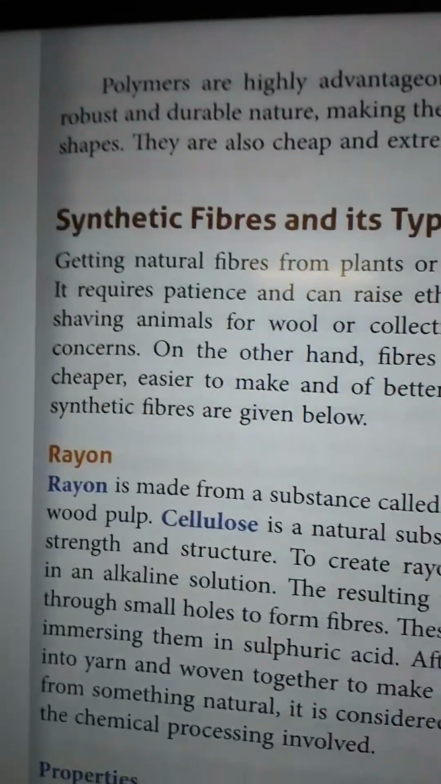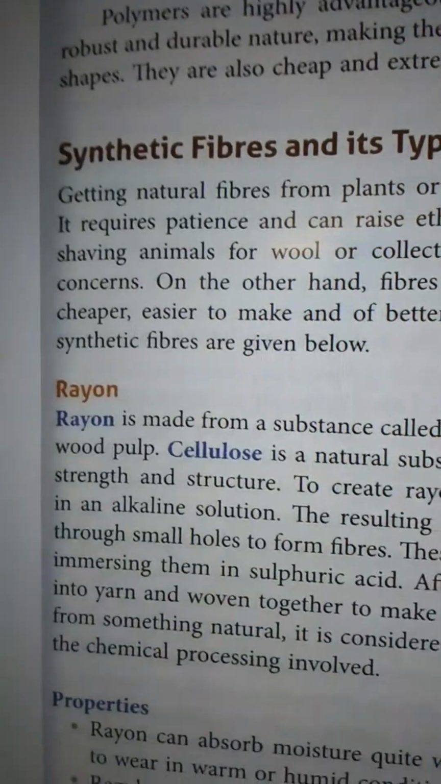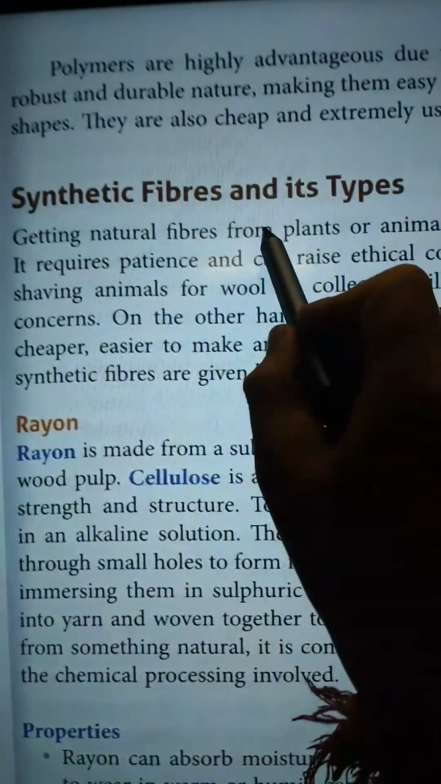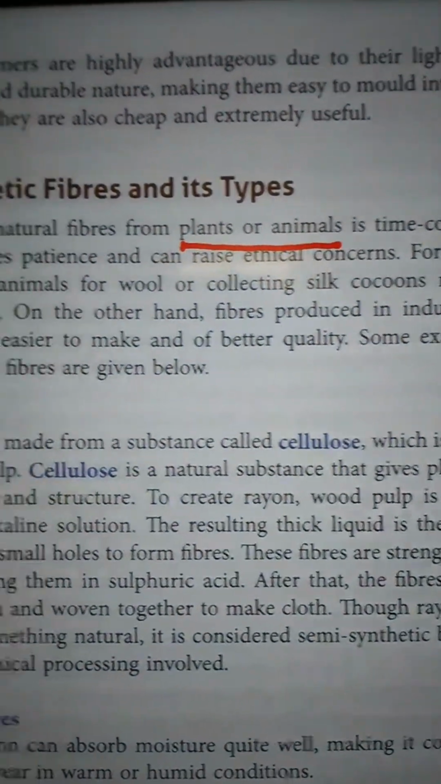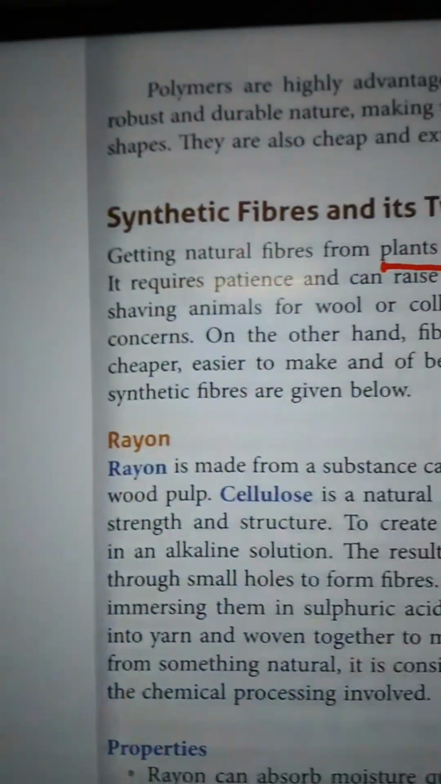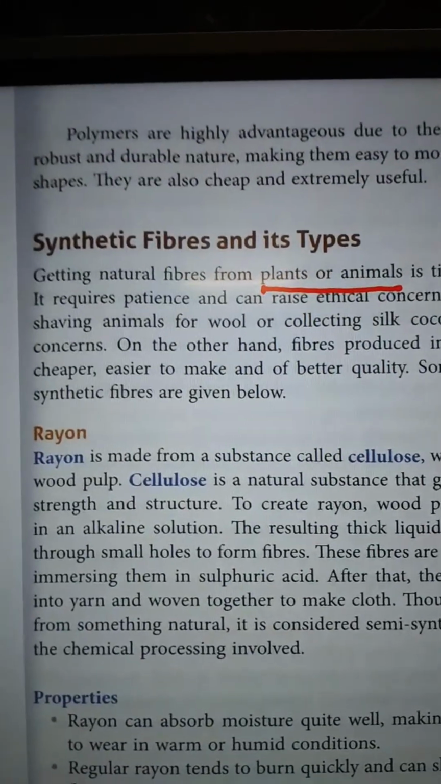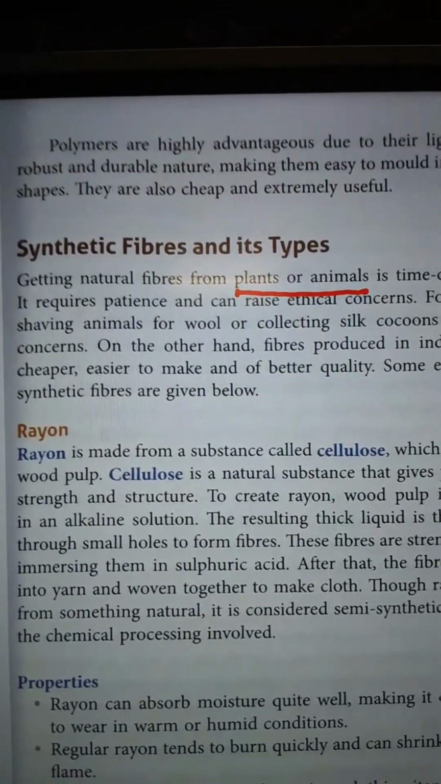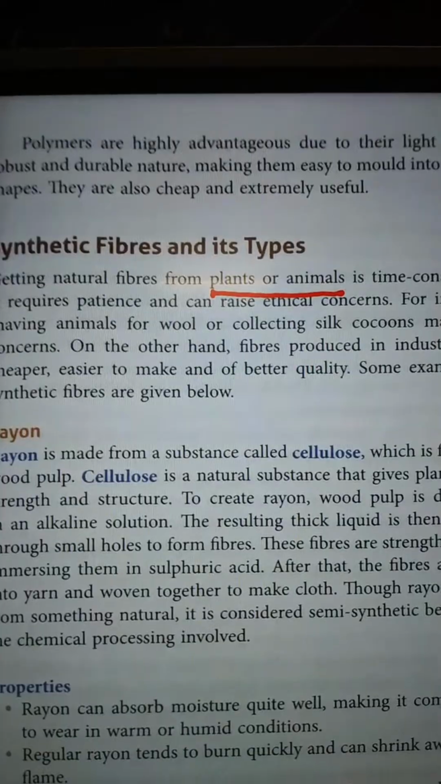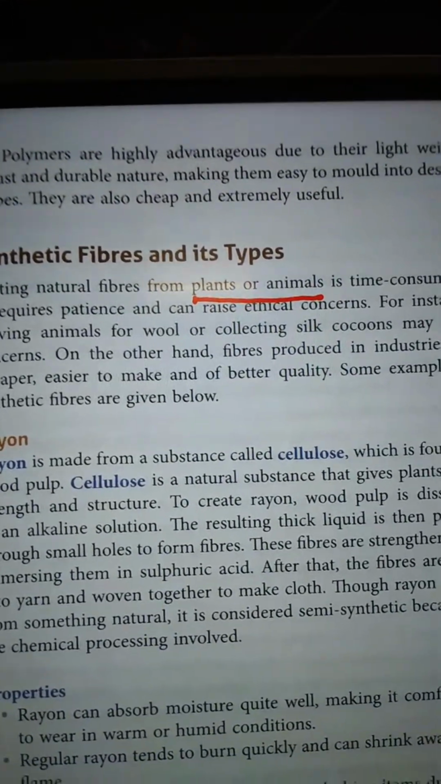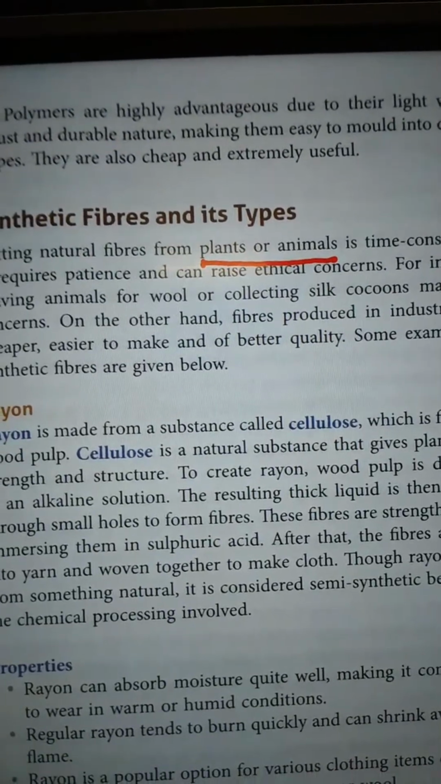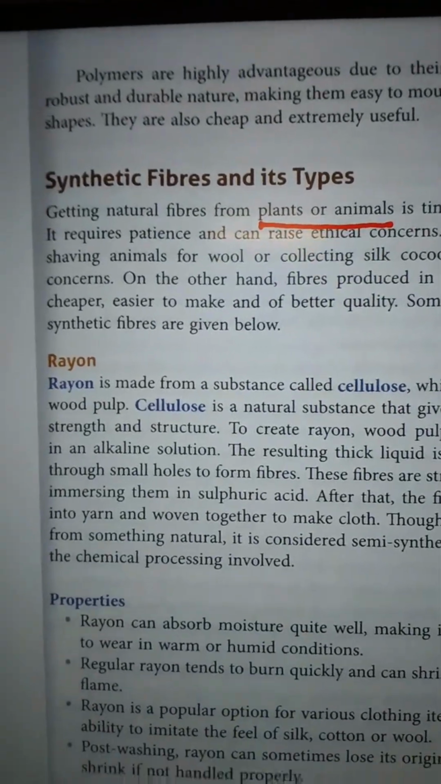Okay, so synthetic fibers are the fibers which are not made from plants or animals, because that is time consuming. So why were synthetic fibers made? Synthetic fibers were made because the resources from plants and animals were less. We have limited supply of animals and plants on the earth. Therefore synthetic fibers were invented.